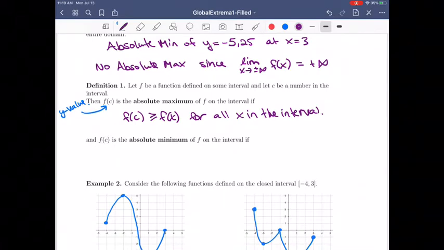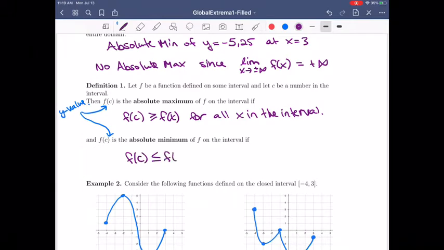And again, we would say f of c is an absolute minimum if it's the smallest. So f of c is less than or equal to f of x for all x in the interval.